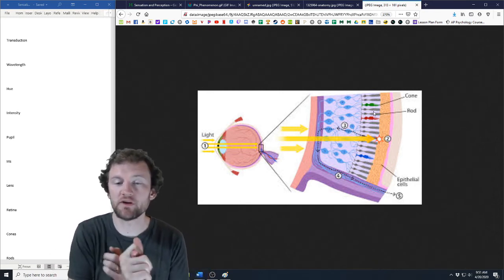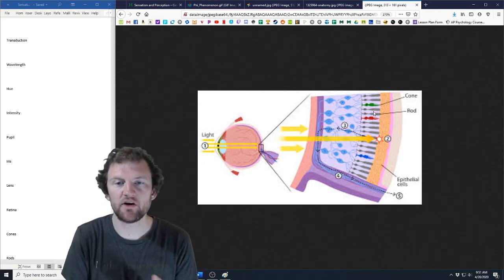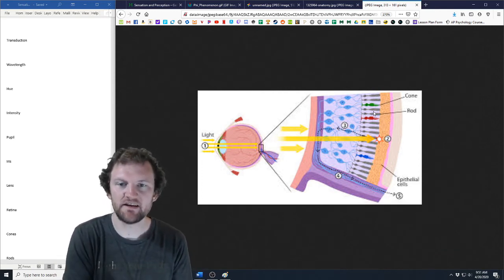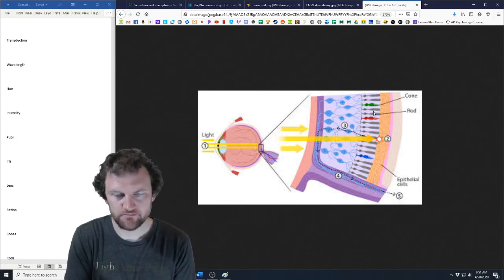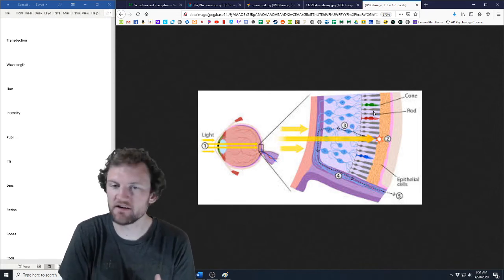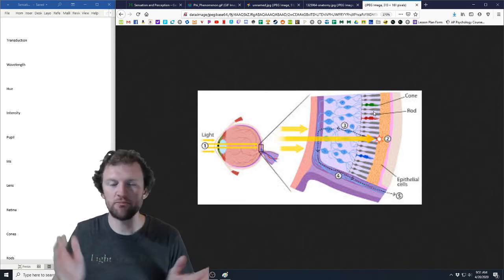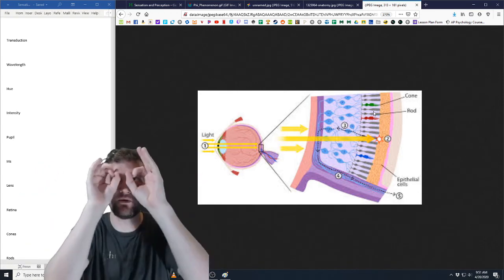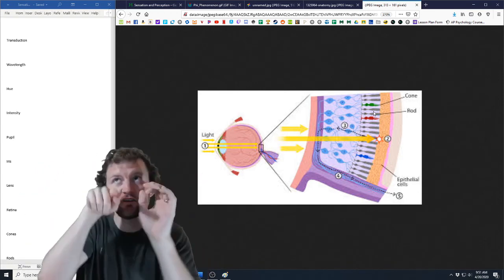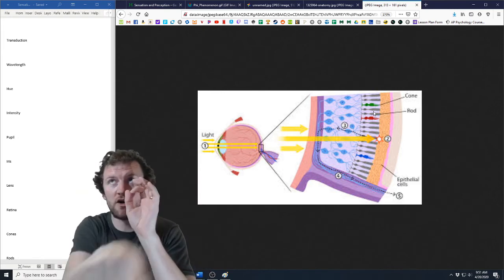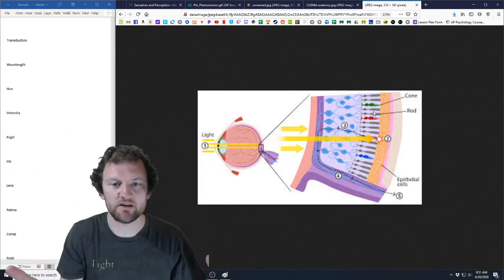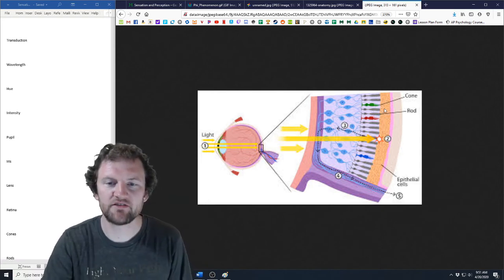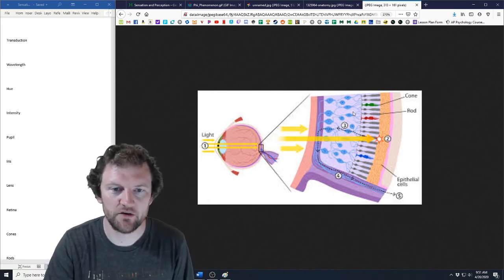One, cones do color, as I said. Cones also work best in bright light. Rods do not work in bright light. And rods can work in dim light, cones cannot. They're both in the center of vision and the peripheral vision, but predominantly cones are mostly centered in your center of vision, and rods are more concentrated in your peripheral vision.